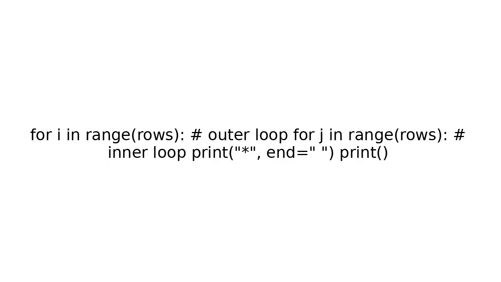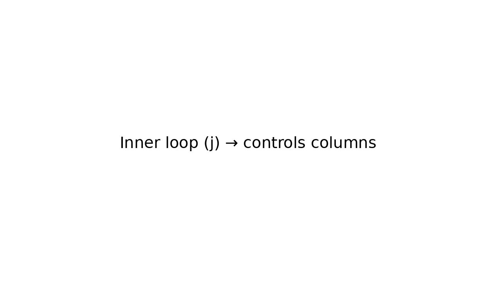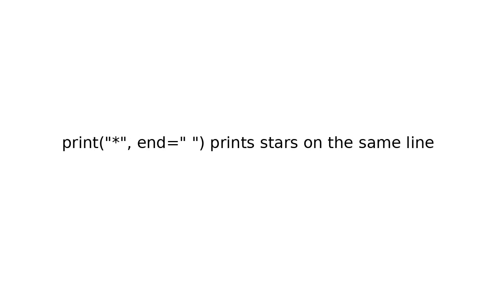Explanation. Outer loop: i controls rows. Inner loop: j controls columns. print("*", end="") prints stars on the same line. print() moves to the next row.